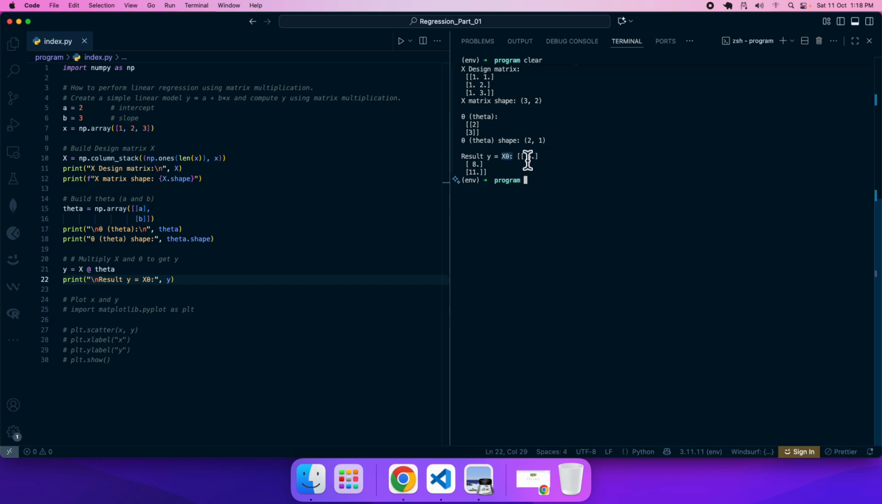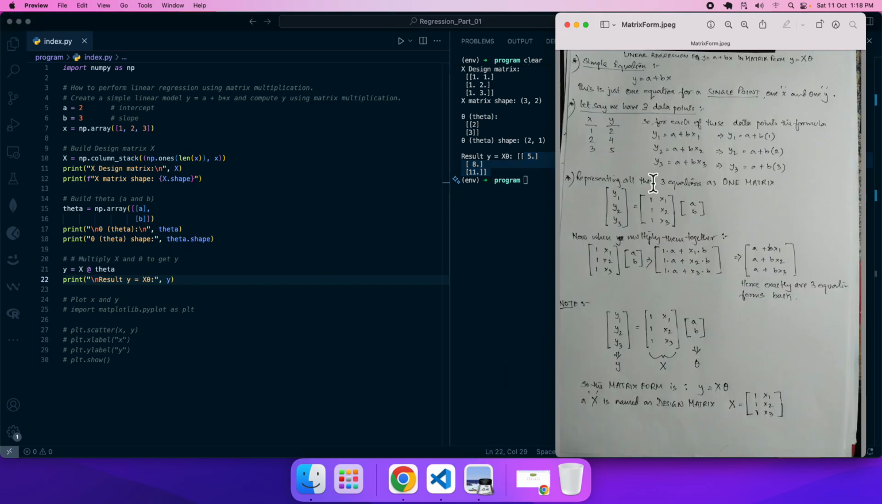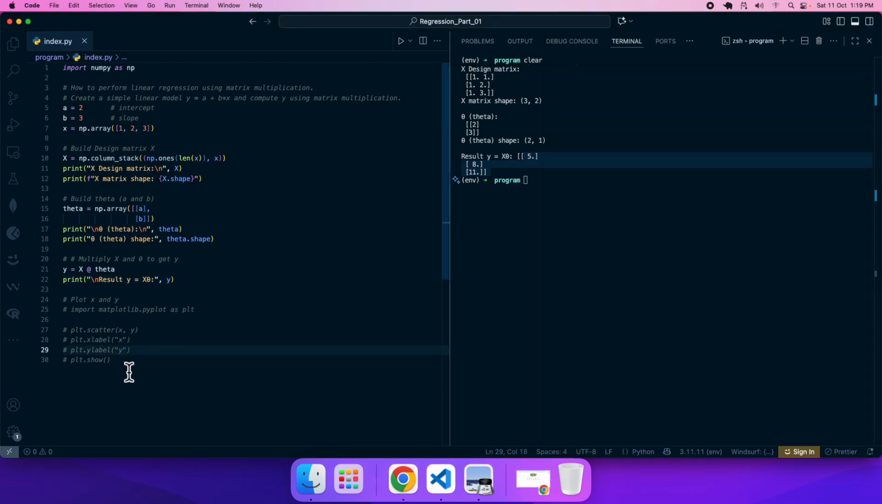So after multiplying, we got these three values. Whose values are these? These are the values of my y. So that means I have been able to derive my y value after performing the matrix form of multiplication, rather than going through individual equations. So with the help of matrix form, we are able to derive the y value corresponding to the x, and now we can easily plot them in the graph, and that brings us to the execution of the following statement.